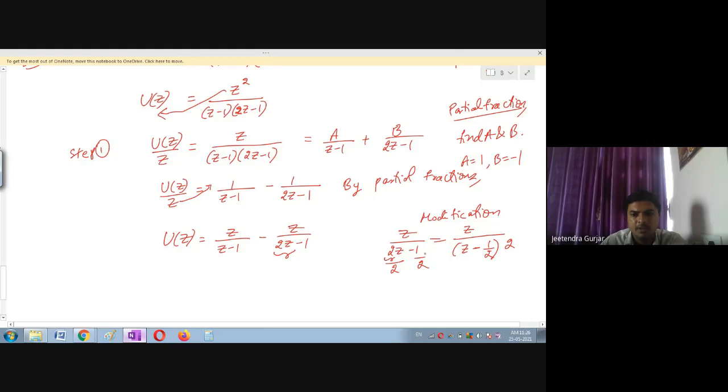Any doubt in this, friends? What have I done here? I don't want this 2 in this bracket, so I have taken 2 outside. Therefore here only z remains, minus 1 is there, there is no 2, so I am going to divide this by 2. So this equation is written as z divided by 2 into z minus 1 upon 2. Okay, so a slight modification I have done here, students.